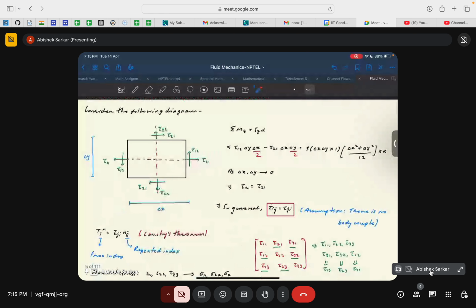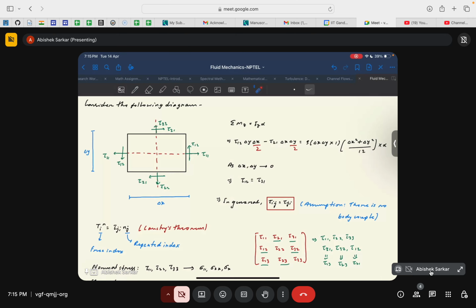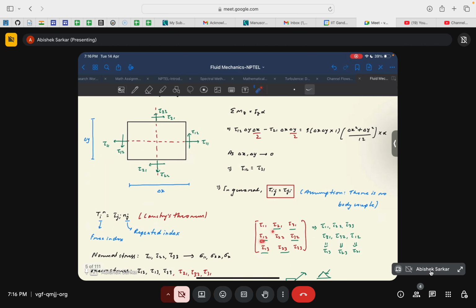Then we also found out that the shear stress tensor is a symmetric tensor, so components such as tau 21 and tau 12 are identical, tau 31 and tau 13 are identical, tau 32 and tau 23 are identical. Again, this is under the assumption that there is no external body couple acting on the system, which is the general case. But of course, if some people are doing specific research studies, then the picture changes.